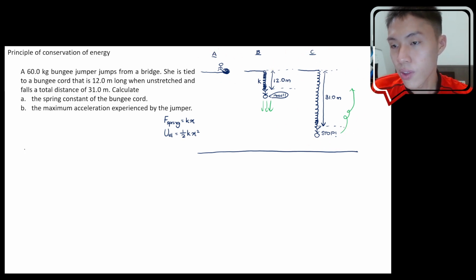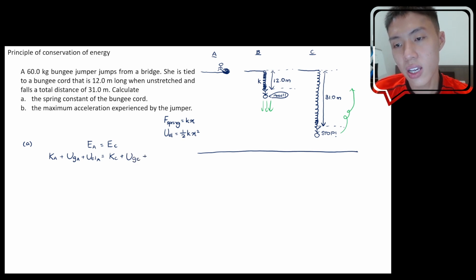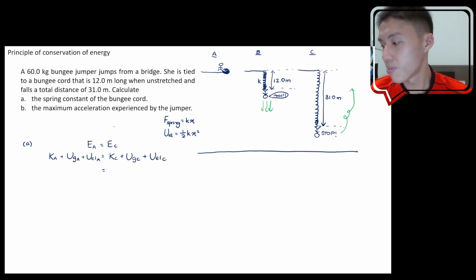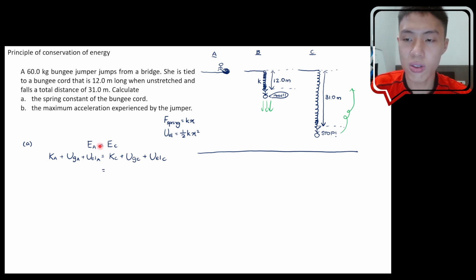So let's do it. For question A, we are going to compare the mechanical energy at point A with the mechanical energy at point C. If you expand it, the mechanical energy consists of kinetic energy, gravitational potential energy, and also elastic potential energy, all at position A. Whereas for C, you have your kinetic energy at C, your gravitational potential energy at C, and also elastic potential energy at C. So should I expand it? Let's not expand it straight away. Let's try to analyze first.